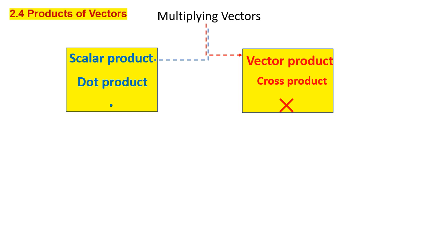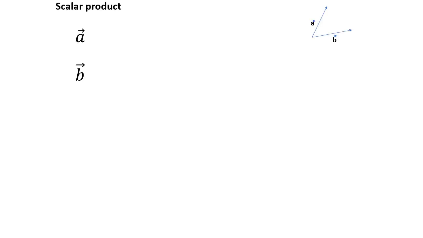The difference is, in a scalar product, you take the product of two vectors and you get a scalar value. That means without any direction, only magnitude. In the case of vector product, you multiply two vectors and you get another vector which is perpendicular to the vectors we are multiplying. I will explain that in the next slide. First we will deal with scalar product.